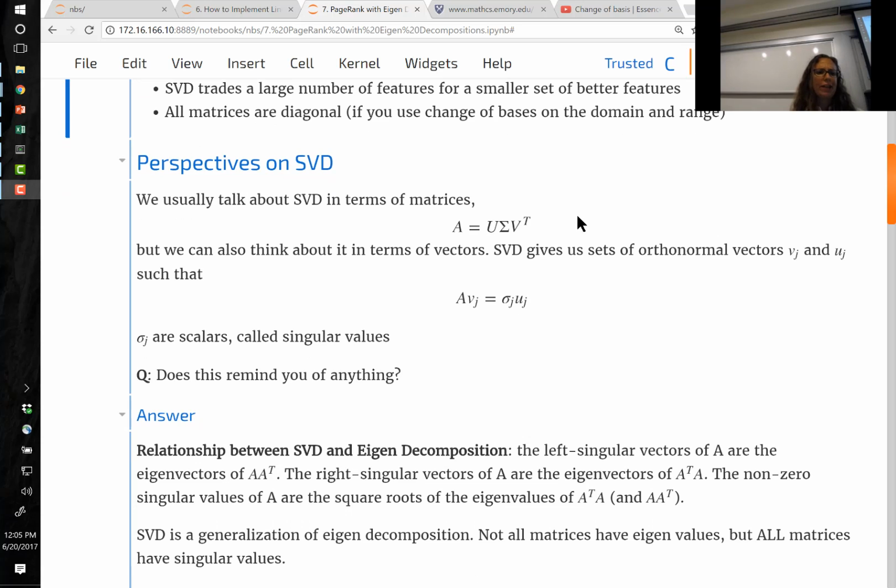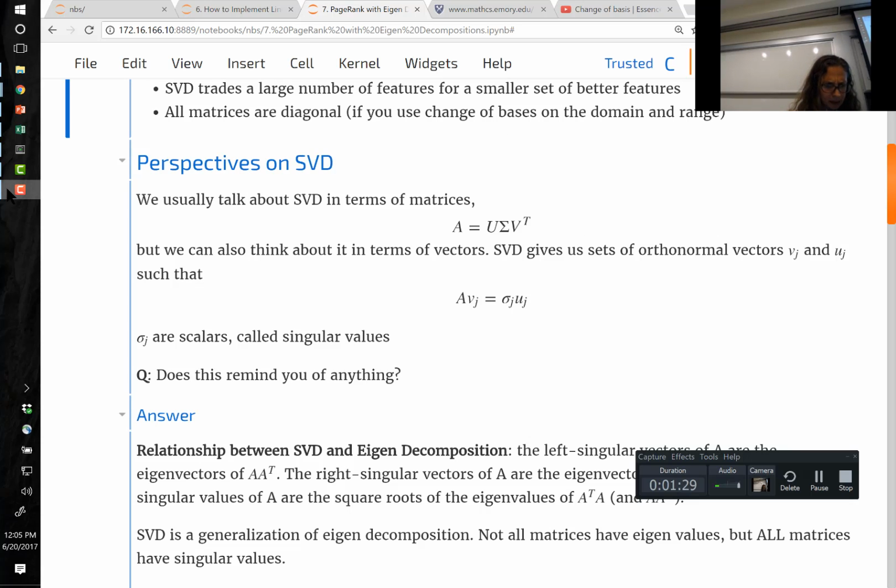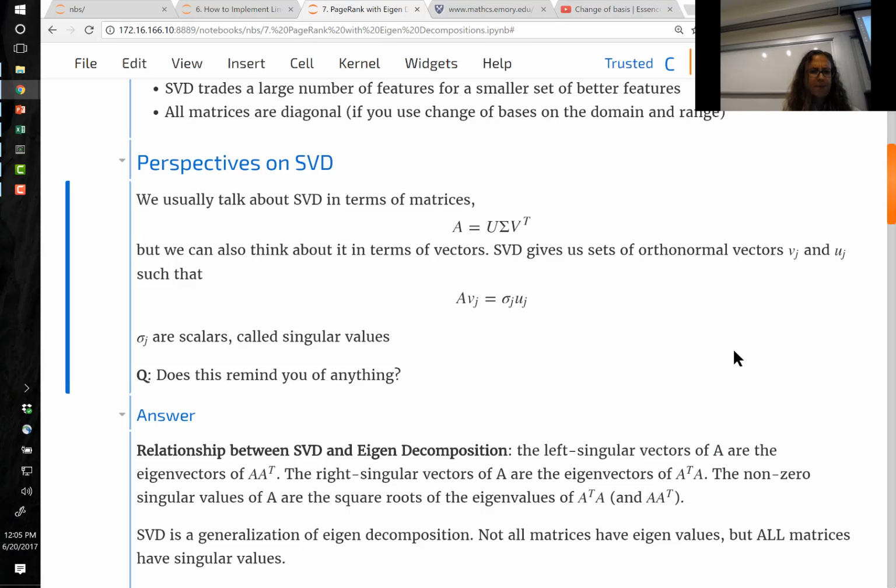So we've been talking about SVD in terms of matrices, but we can also think of it in terms of the individual vectors. If we think of SVD as giving us the vectors Vj and Uj, then we could have A times vector V equals sigma times vector U. I kind of am showing the answers here, but my question was going to be, does this remind you of anything? And the answer is eigen decomposition.